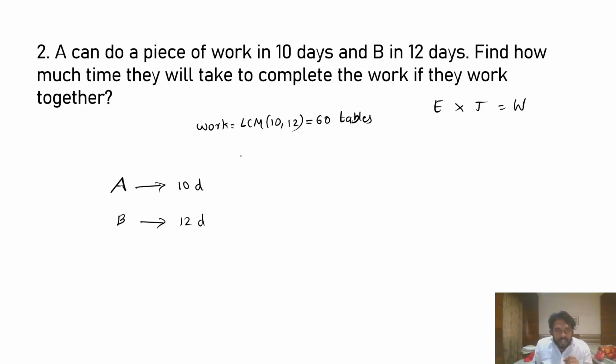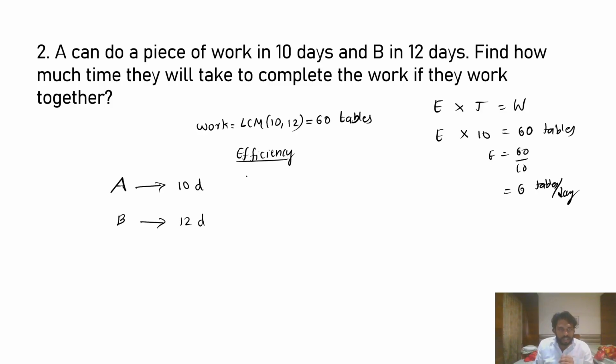So now calculate the efficiency of A. A can make 60 tables in 10 days. So per day, how many tables will he make? Efficiency is nothing but per day work. Time was 10 days, and he's able to complete 60 tables, so 60 by 10, which is 6 tables per day. That is his efficiency. So A's efficiency is 6 tables per day.